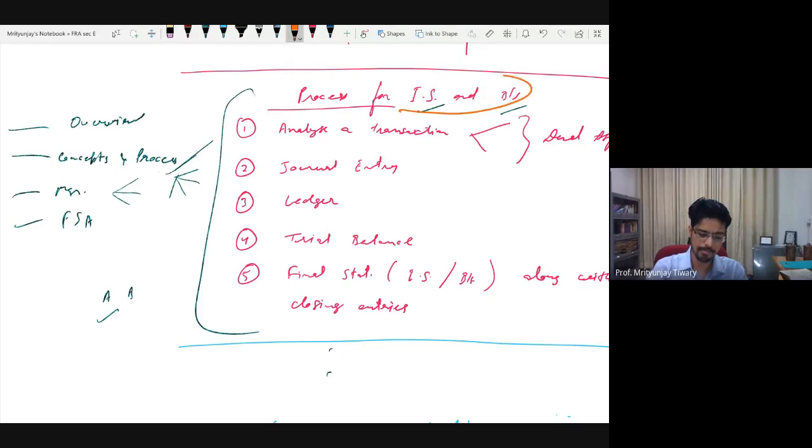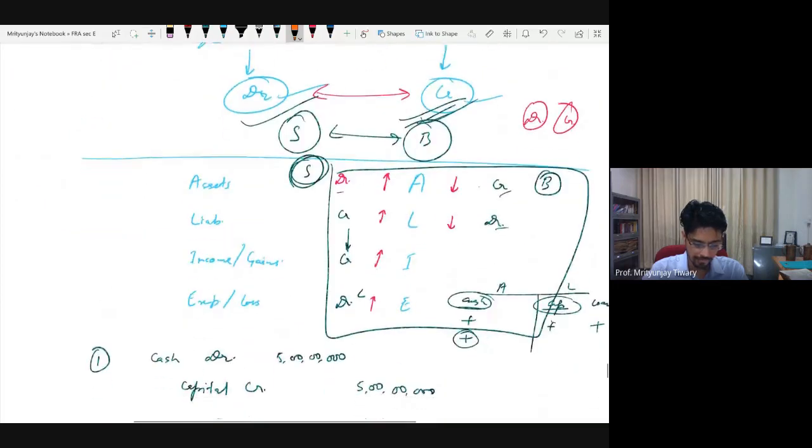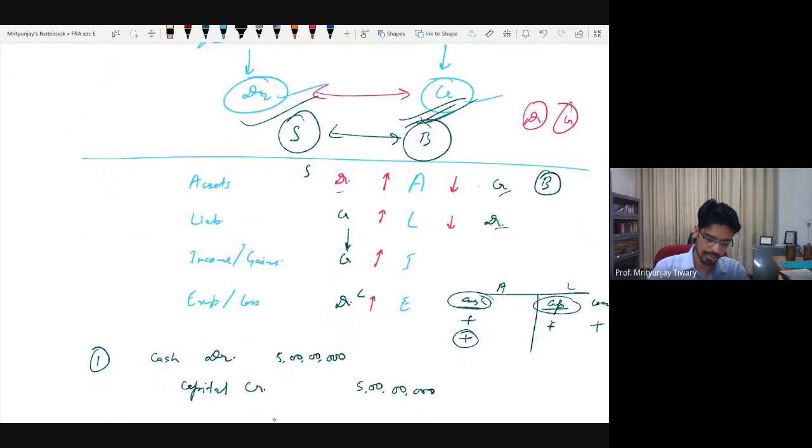of income statement and balance sheet. What we saw yesterday was only the first two steps among this long number of stages, where we learned how to analyze a transaction and how to pass a journal entry. In doing so, we fixed a rule.